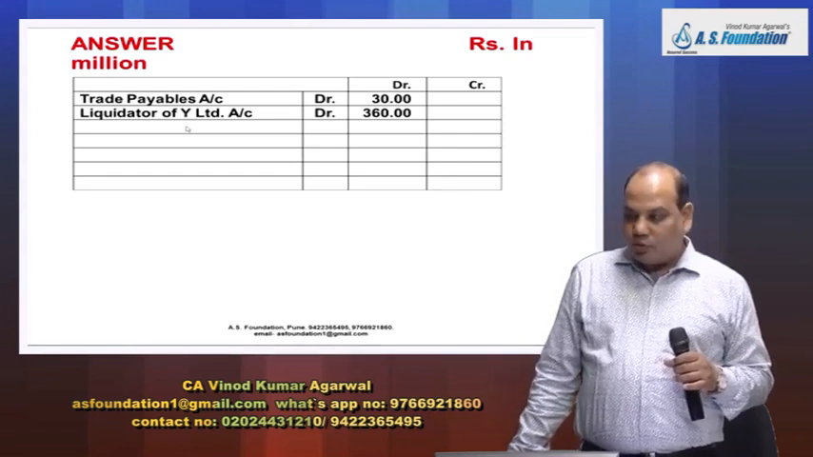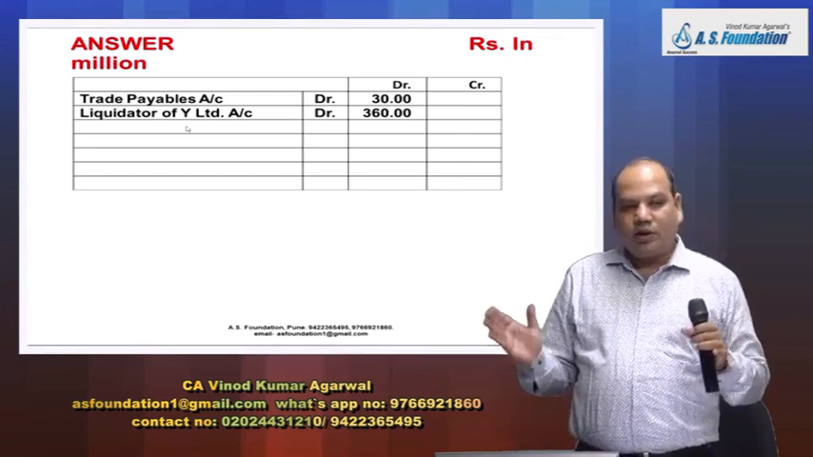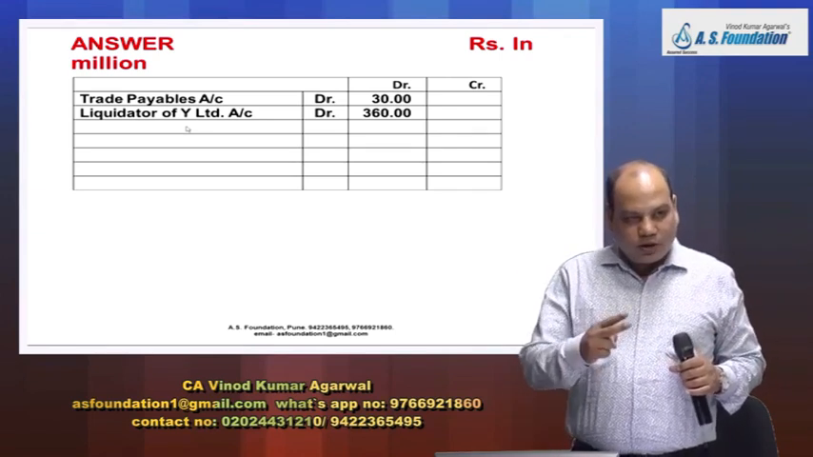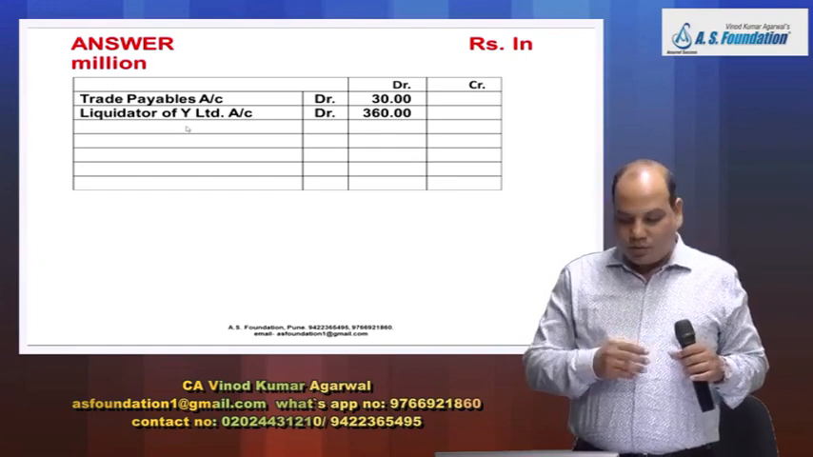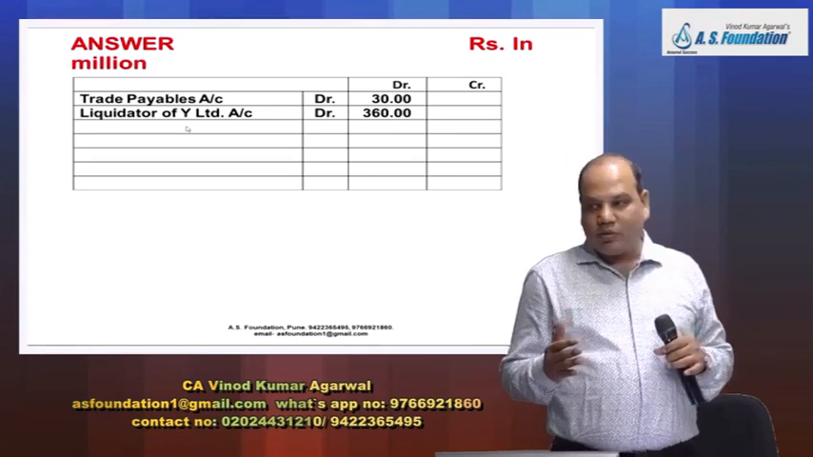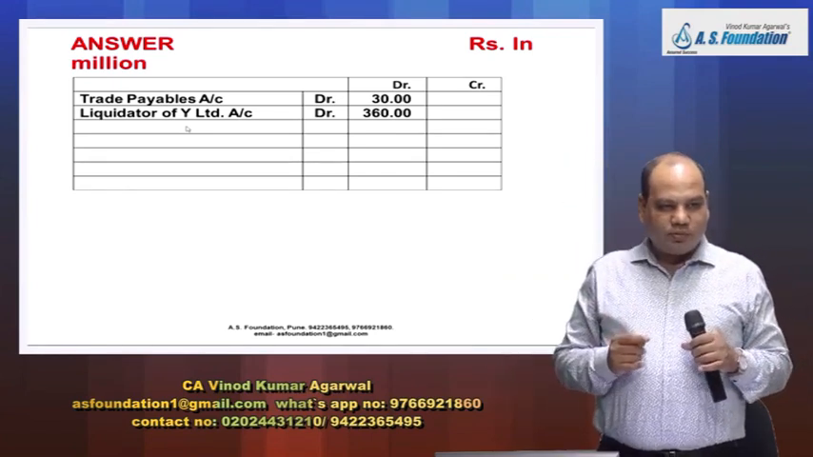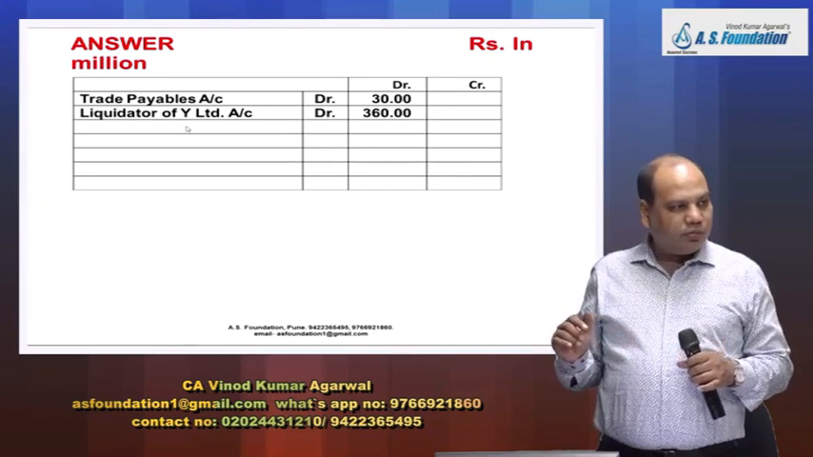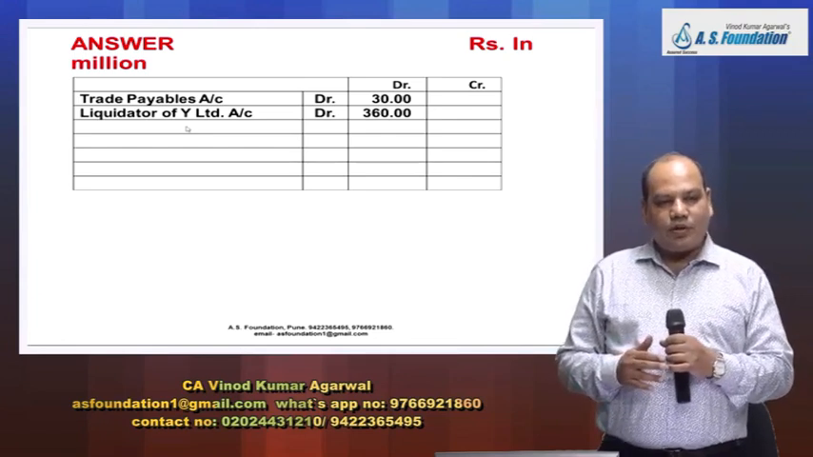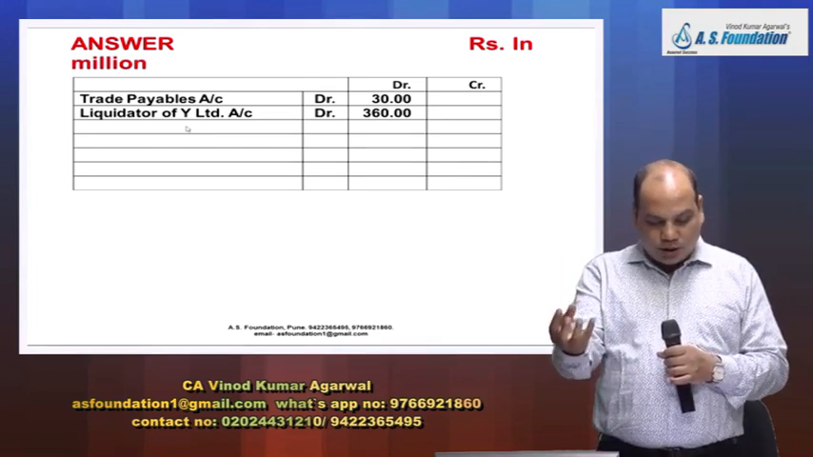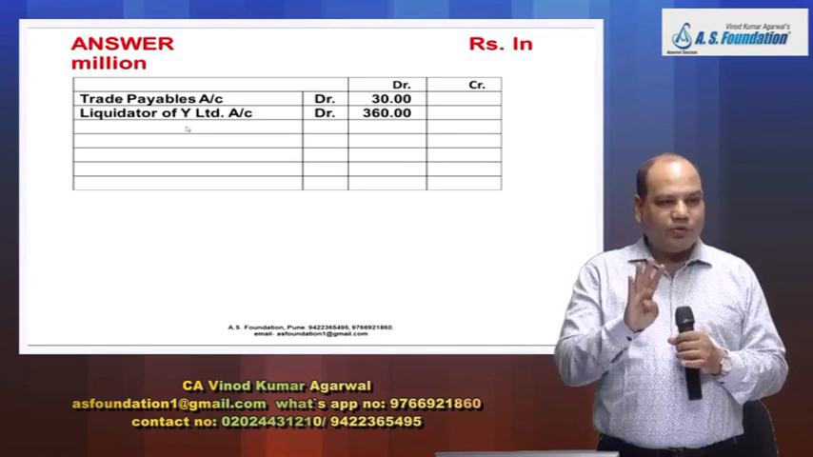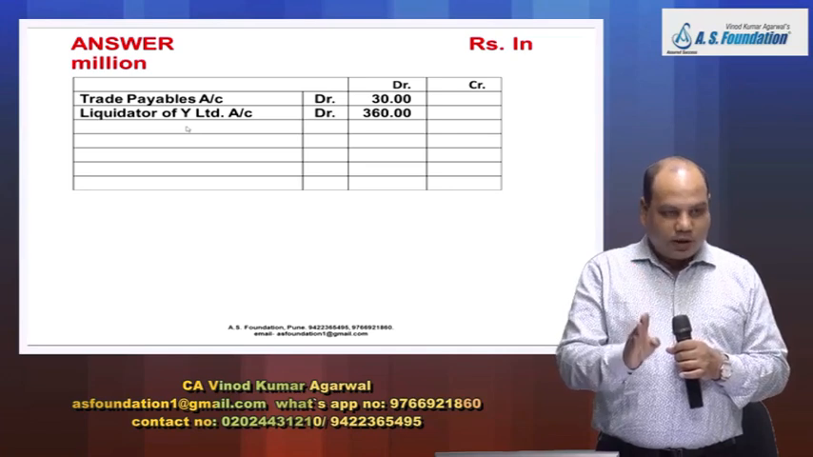360. So by transferring the retail division, we are settling 360 with the liquidator. Yes or no? So I will pass the entry for settlement in two entries. One, by transferring the retail division, and second, by issuing the shares. So in this entry, what we are doing? We are transferring the retail division to the liquidator of Y. So you close your carrying amount of equipment, inventory, receivable and trade payable. These four accounts of retail division close.